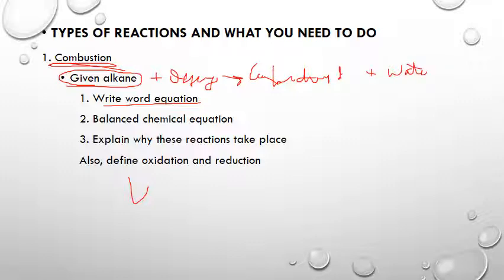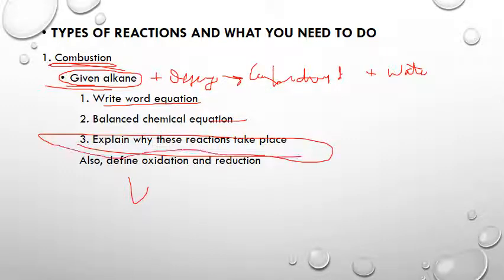Okay, it's that simple. Then write out the equation. So you write out the alkane plus O2 gives me CO2 and H2O. Then balance the equation, the method I told you. Then what you need to tell me is why this chemical reaction takes place. Remember, it has to do with oxygen being hungry. And then, what is oxidation reduction?